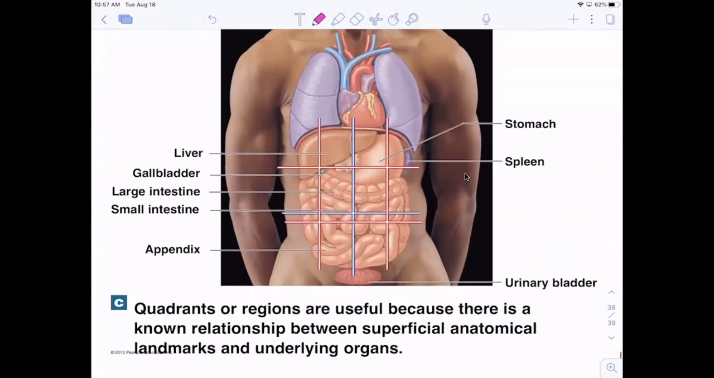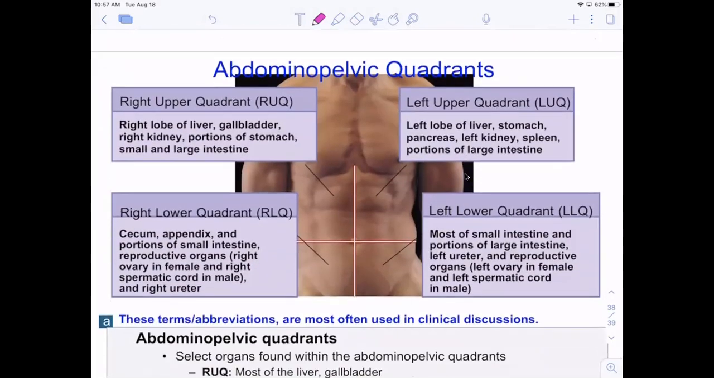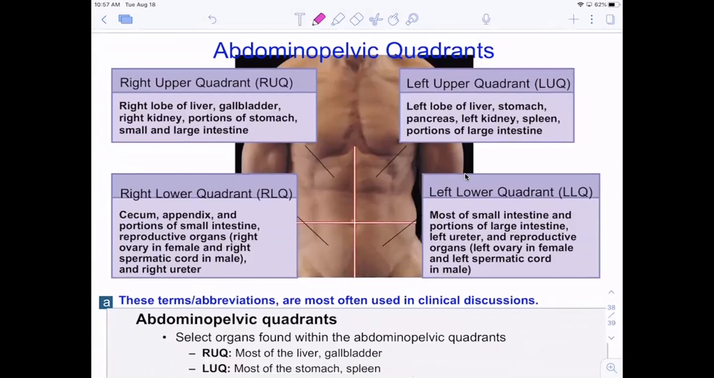Quadrants or regions: there's a 9-region way of doing things, and then there's the 4 quadrants. This tends to be what's used more in medicine, where you're describing things as an upper or lower quadrant and whether they're right or left. It's going through the umbilicus, right? So an X straight through the umbilicus, and you have an upper right quadrant and lower right quadrant, and then lower left quadrant and upper left quadrant.